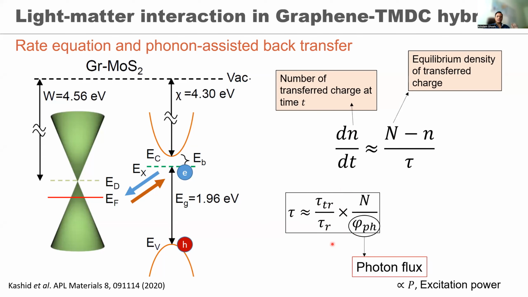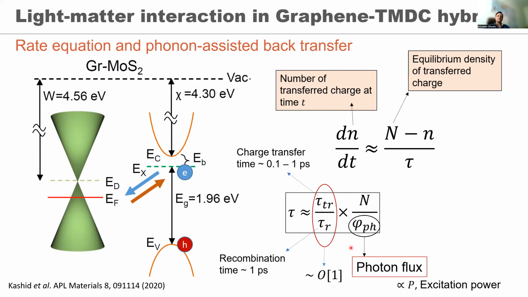Tau_R is the recombination time of this exciton. So before it jumps out of this and goes into this, if it recombines here, that's the time scale of an exciton, or the lifetime of an exciton. That's on the order of 10^-13 to 10^-12 seconds. And capital N is the maximum number of charges that can be transferred, and the photon flux, which is proportional to the power of photons, is given by phi.